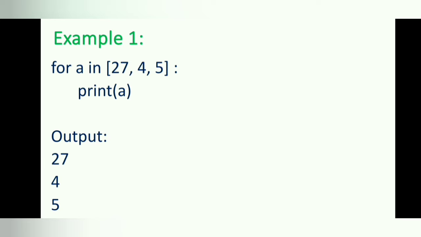So when my loop begins, the loop variable a is created and gets the first element in the list, which is 27. Then in the loop body, the print statement displays 27. Next, with the loop body finished, control jumps back to the top of the loop and the loop variable a gets the next item in the list, which is 4.